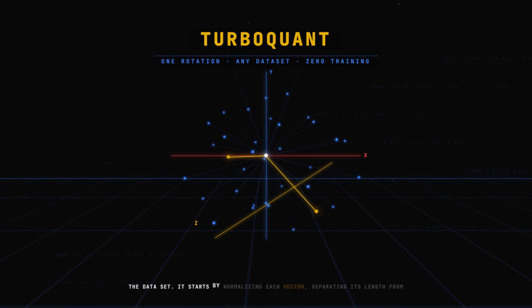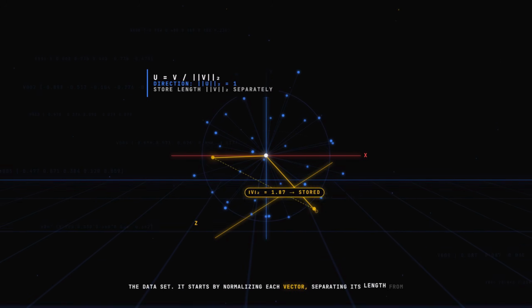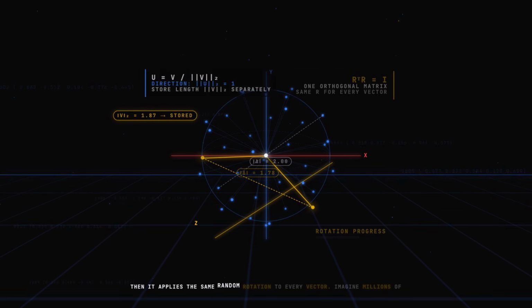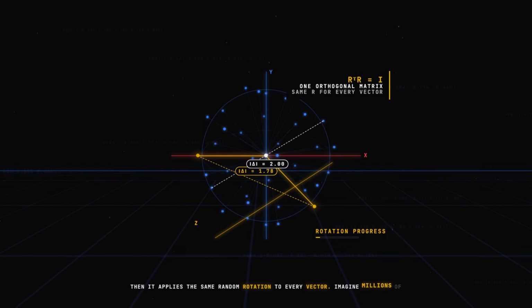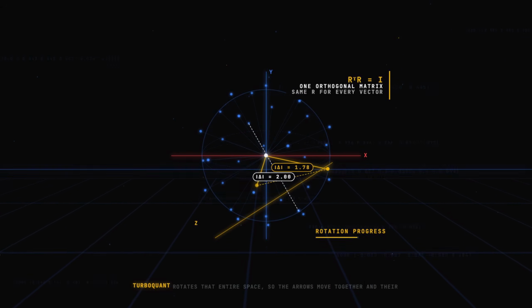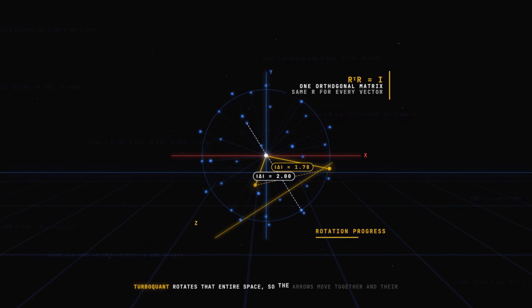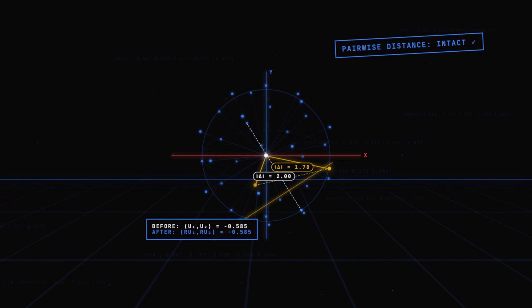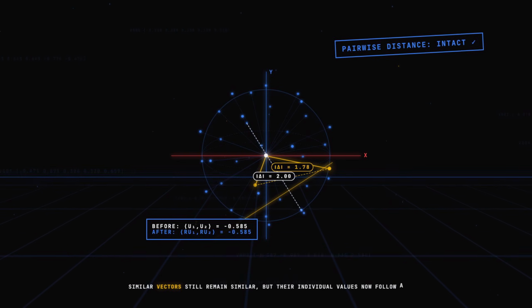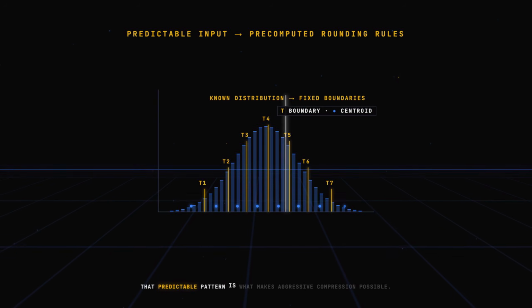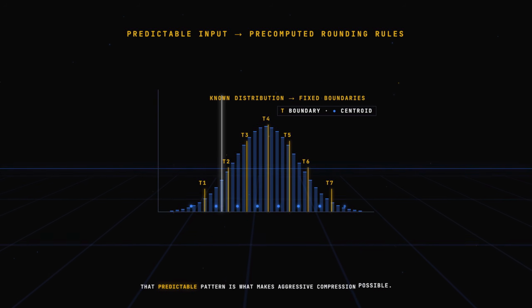It starts by normalizing each vector, separating its length from its direction. Then it applies the same random rotation to every vector. Imagine millions of arrows pointing through a space with hundreds of dimensions. TurboQuant rotates that entire space, so the arrows move together and their relationships remain intact. Similar vectors still remain similar, but their individual values now follow a predictable bell-shaped distribution. That predictable pattern is what makes aggressive compression possible.